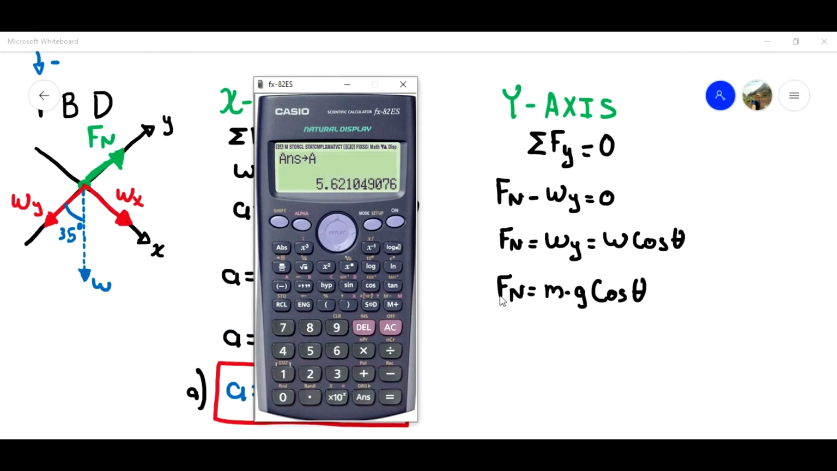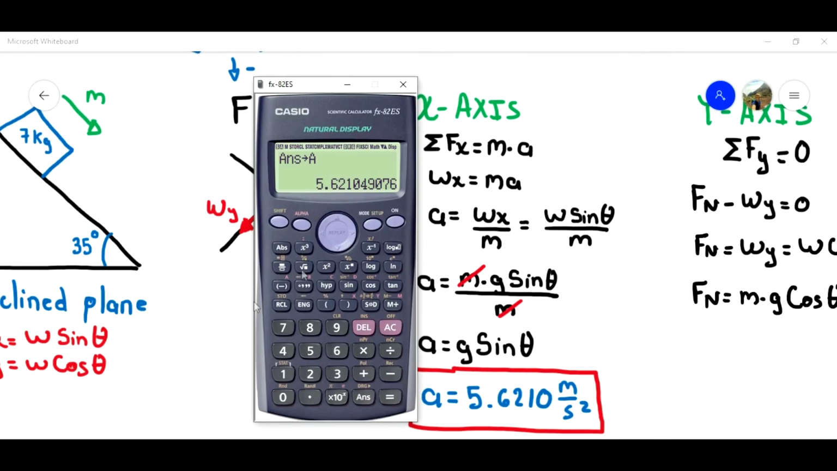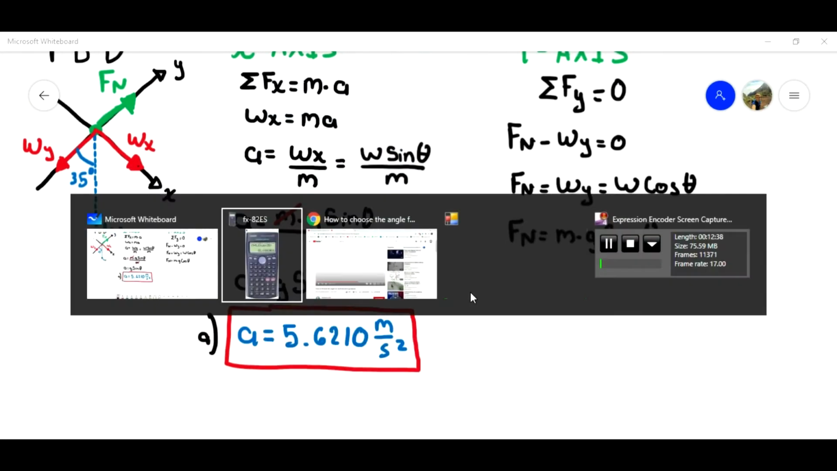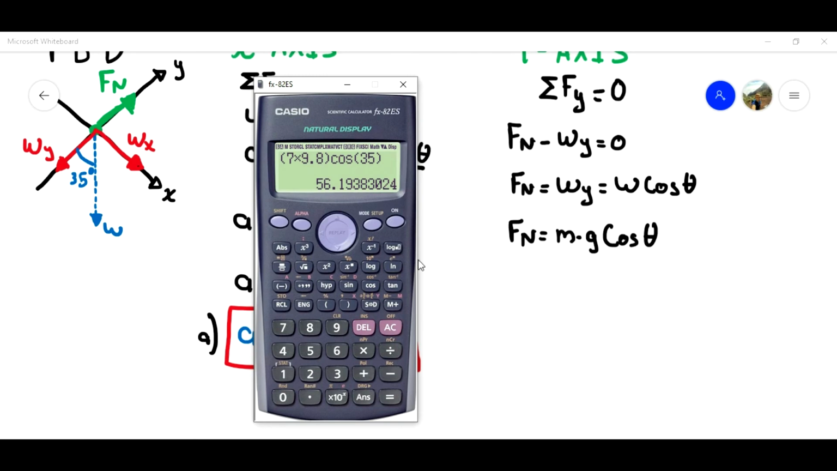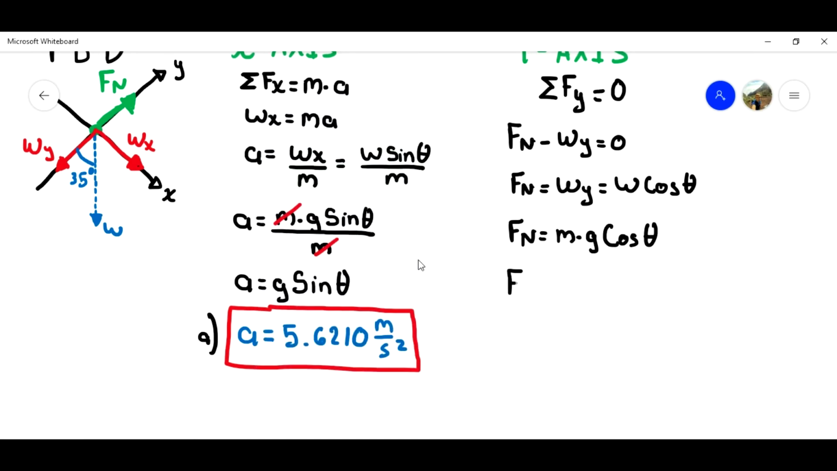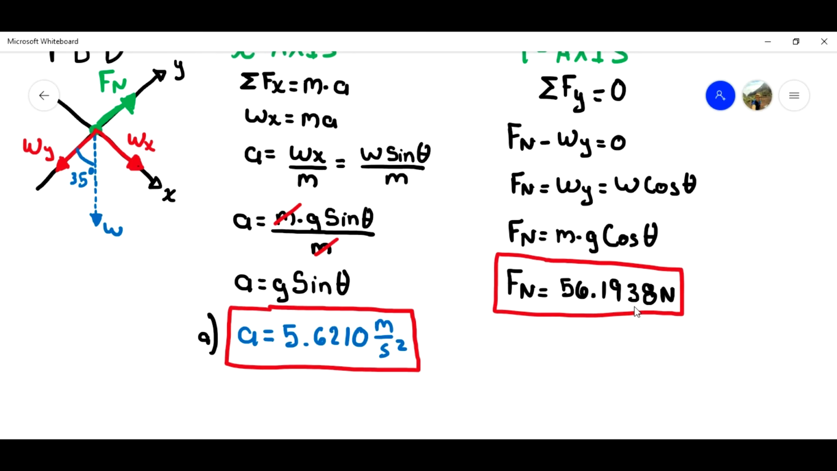Okay, so let's find it. Mass, how much is the mass? 7 kilograms. So 7 times 9.8, times the cosine of 35, equals. Okay, so that is the normal force. Remember that the normal force is a reaction force. So normal force equals 56.1938 newtons. I'm going to circle this, and this is letter B.